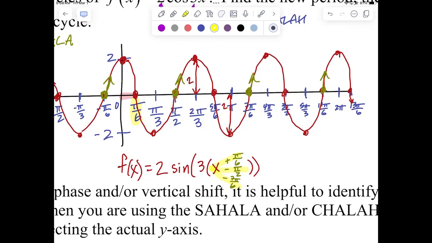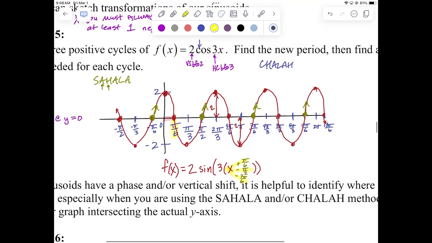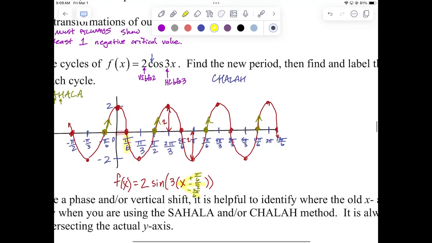Okay? Once you have the graph with all of your critical values labeled, it's very easy to write an equation in terms of the other sinusoid. Could we even write another cosine equation that would give us the same graph? Let's see if we can write another cosine equation.